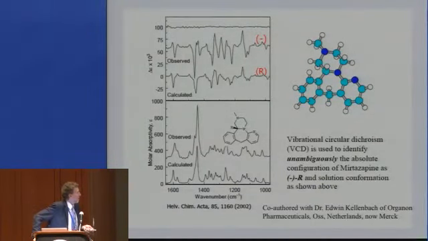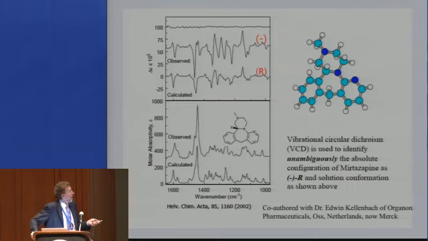easily one a day. So here's an example from quite a ways back, 2002, with Edwin Kellenbach when he was at Organon. And we actually did the calculations before we were comparing the measurements. And we went to their lab, and lo and behold, it was almost a perfect match. So this is the minus is the measured VCD of the minus rotating optical rotation enantiomer, which you physically have in your hand.